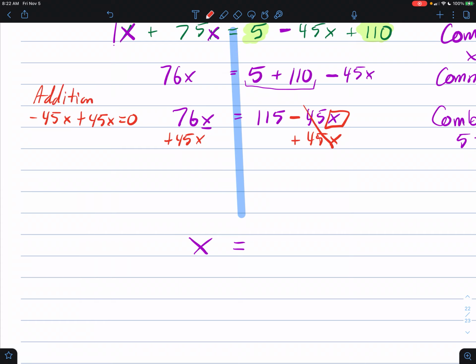Addition property. If you add an opposite, you get 0. And I have to add it to both sides to keep my equation balanced. So 76 plus 45 gives me 121. And I bring down the 115. And I end up here now with 121x equals 115.